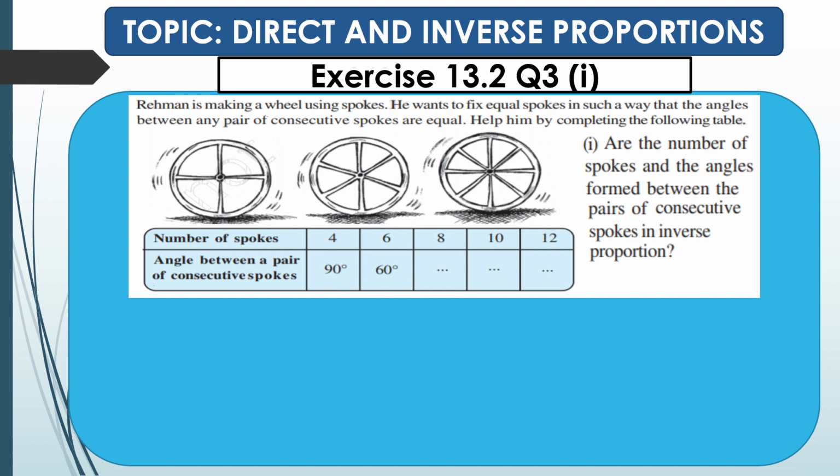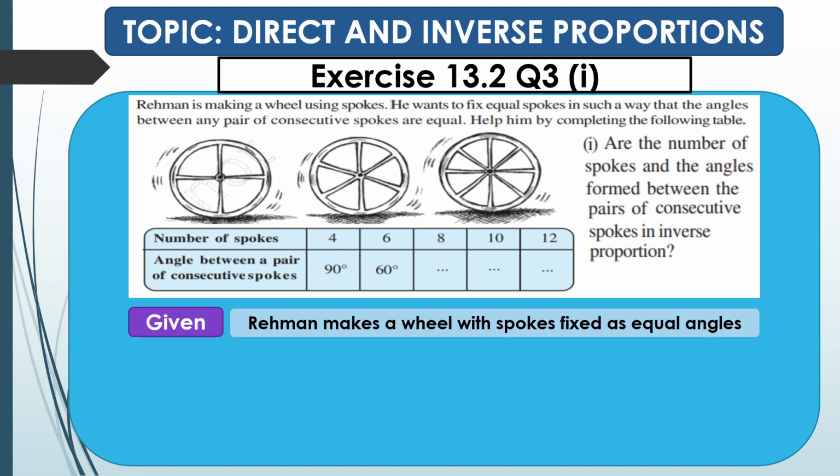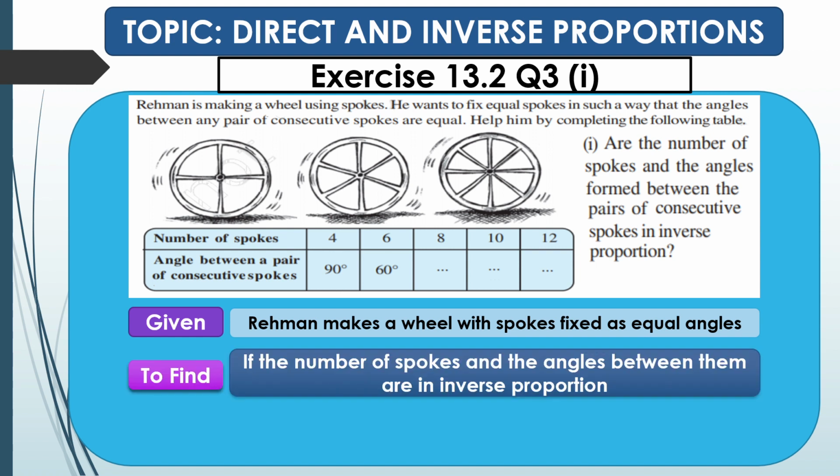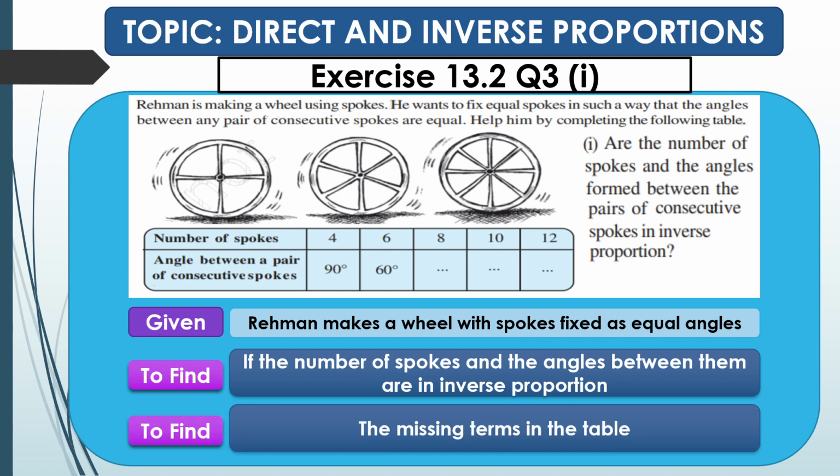Are the number of spokes and the angles formed between the pairs of consecutive spokes in inverse proportion? So let us see. Given Rahman makes a wheel with spokes fixed at equal angles. We have to find if the number of spokes and the angles between them are in inverse proportion, and also we have to find the missing terms in the table.